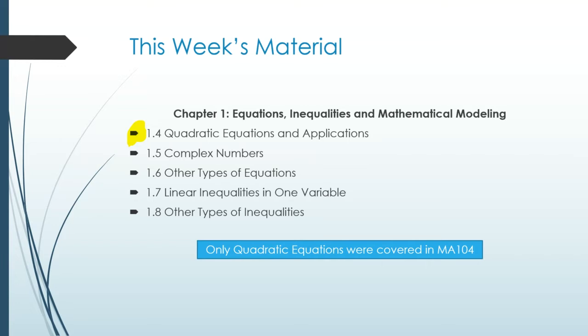1.7 is linear inequalities in one variable. That actually is used a lot when you go into business. So if you're in a business application or going into a business degree, I would pay attention to that. That's a lot of the types of things where you have an equation, you want to know when something is greater than or less than, and that sort of thing. And then 1.8 is other types of inequalities. That goes over polynomial inequalities and rational inequalities.